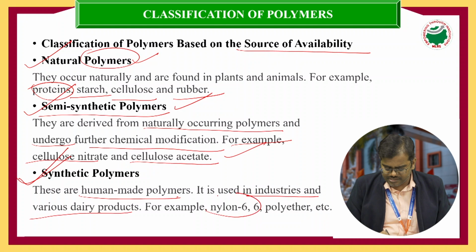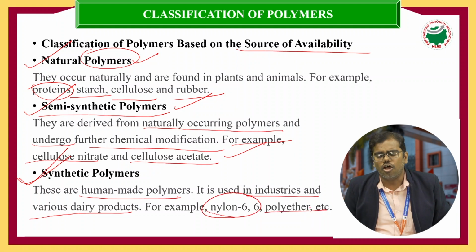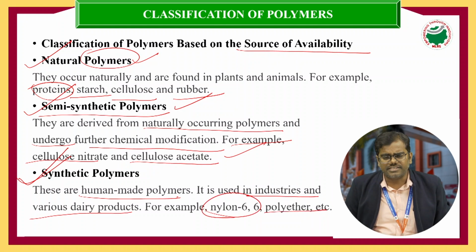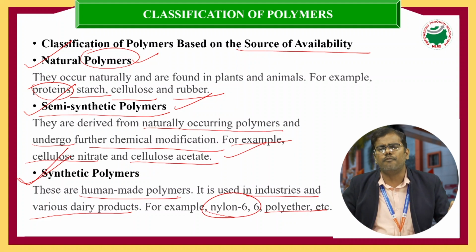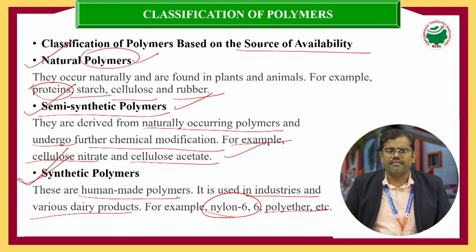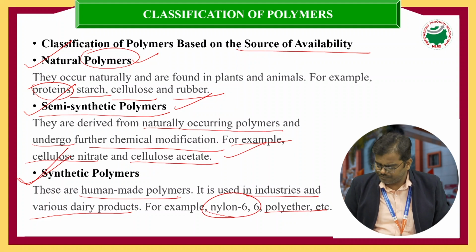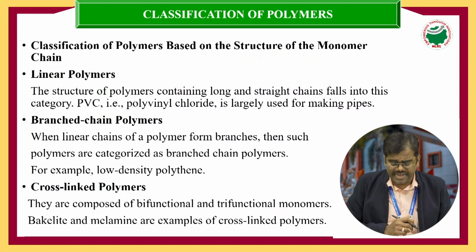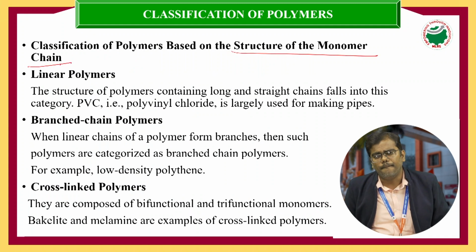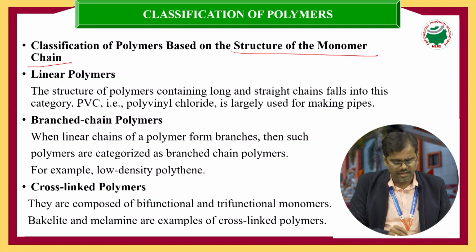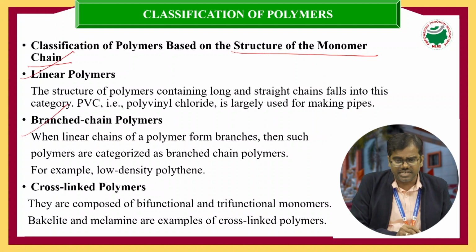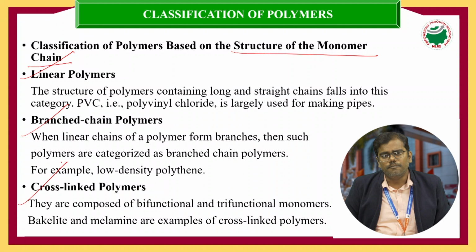For example, nylon 6,6, polyester, polyvinyl chloride, polyacetylene, or polybutadiene. Whatever number of polymers are in use, we can derive them on the industrial side or in laboratories. The next slide is based on the structure of the monomeric chain. Based on the structure of the monomer, there are linear polymers, branched chain polymers, and cross-linked polymers.